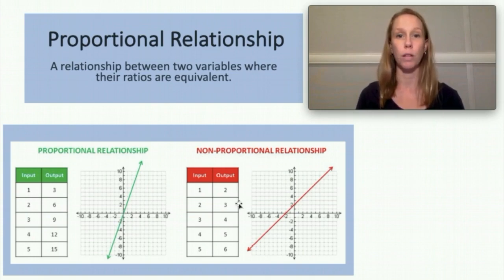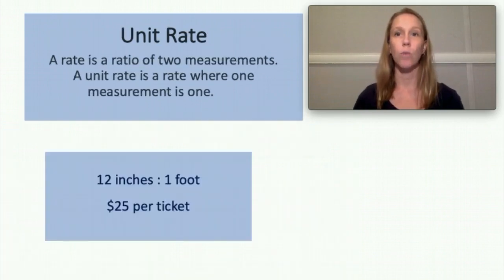For a non-proportional relationship, in this case, 1 to 2 is not equivalent to 2 to 3, or 3 to 4, 4 to 5, etc., and the graph does not go through the origin. Now, while this still represents a function, it is not a proportional relationship. The next thing we have is a unit rate. A rate is simply a ratio of 2 measurements, and a unit rate is one where the measurement is 1. So for example, I could say 24 inches for 2 feet. That's a rate, but a unit rate would be 12 inches per foot, or 12 inches to 1 foot, or $25 for 1 ticket, $25 per ticket.